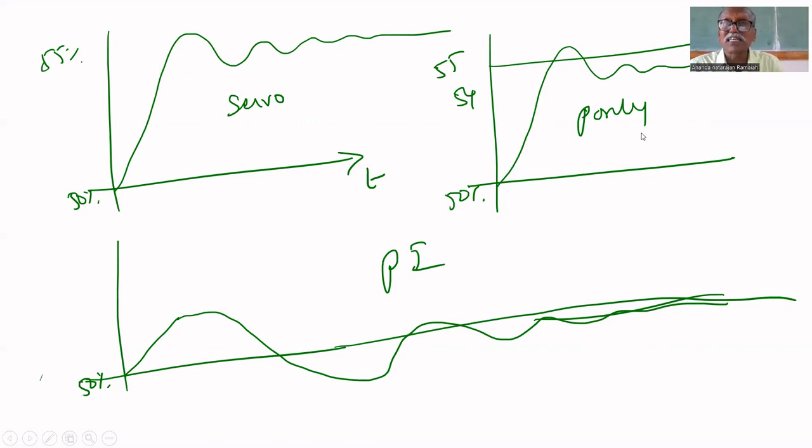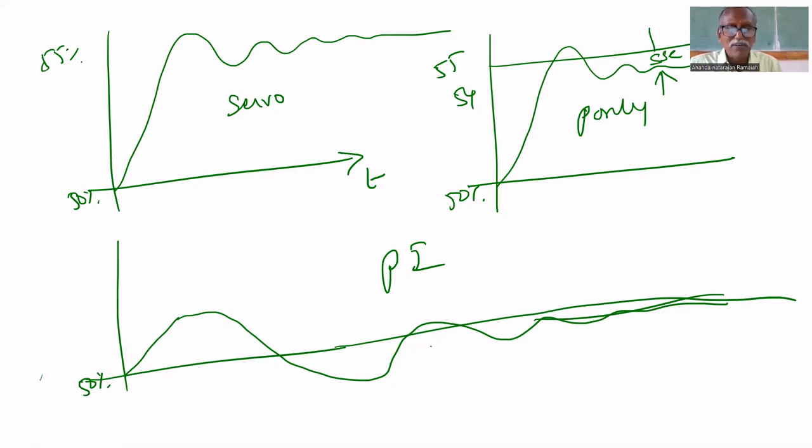In level, you cannot do such experiments. You would need a long time, but you are provided with only 3 hours. That's why you cannot do it there. Here you can check P only. If you use it, there will be a steady state error. This is called steady state error. You might have studied steady state error in control systems.